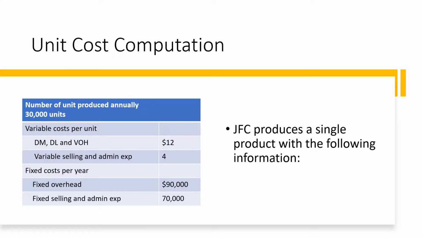So now, how do we compute unit cost under variable costing and absorption costing? We have in this particular slide an example. Let's say we have here JFC, and JFC produces a single product with the following information. How many units does it produce annually? We have 30,000 units. And we have the following variable costs per unit: direct materials, direct labor, and variable overhead. The total of the three items is $12. We also have variable selling and administrative expense, and that is $4 per unit.